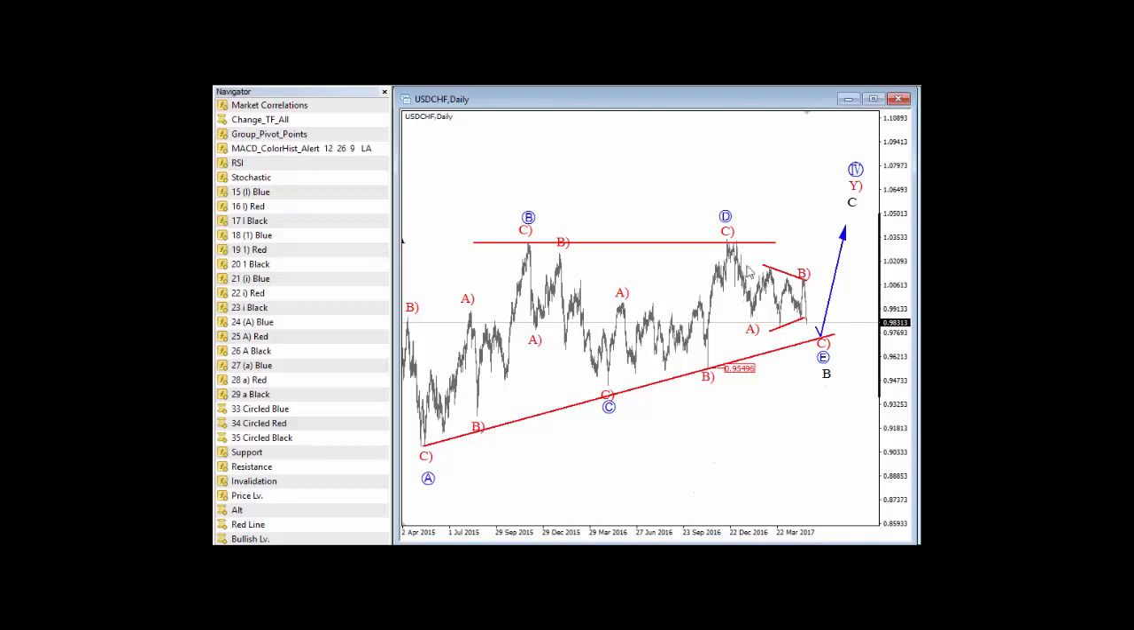What really matters is that this pattern here was a triangle. Okay, so if it was a triangle, then we know that we are now in a final leg down, a final push before we may see a new change in trend. Okay, so watch out for this support line and a potential reversal. Now the invalidation level would be here at this wave C actually.